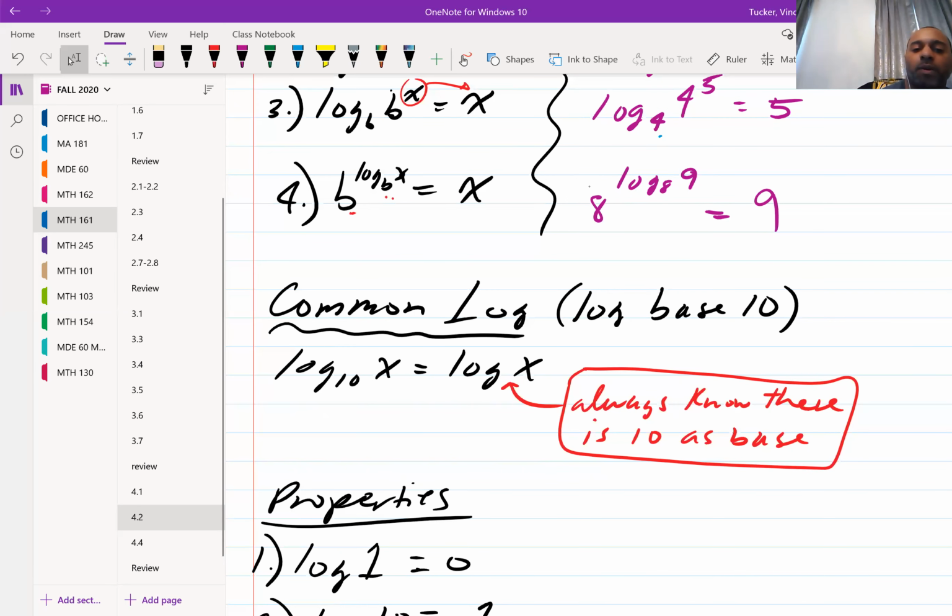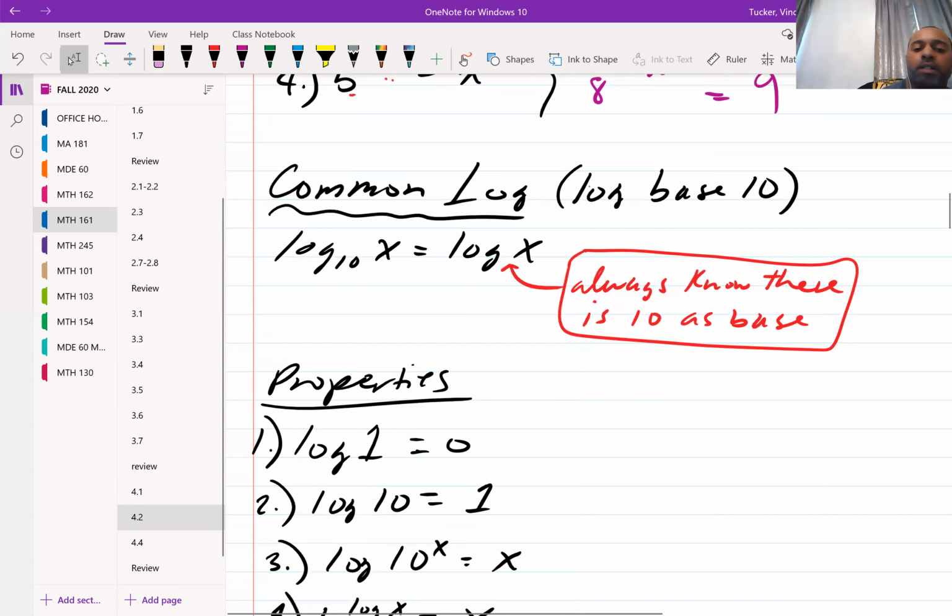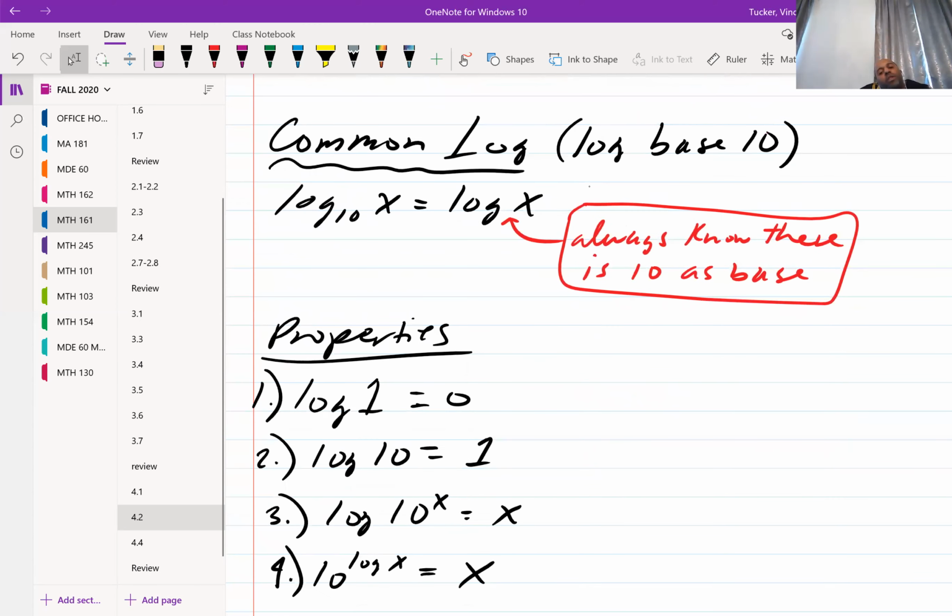All right. So those four properties apply to the common log. Log of 1 is equal to 0. Log of 10 is equal to 1, because remember, you're assuming there's a 10 there for the base. Log of 10 to the x is equal to x, and then 10 to the log of x is equal to x.